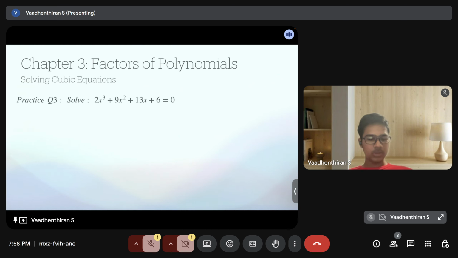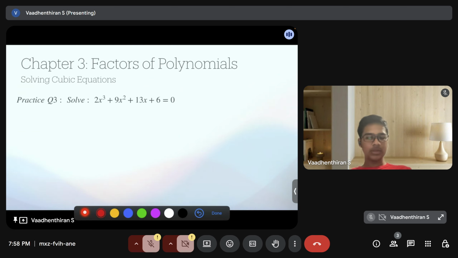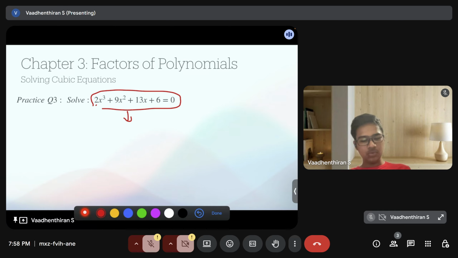So, solving cubic equations. This is similar to what we saw in the previous one. You need to figure out some linear polynomial, x minus c, which is a factor of this. So first you need to find a linear polynomial which is a factor. You can do that by the factor theorem. So you can use the factor theorem again to find the linear polynomial. Then you can do the long division.